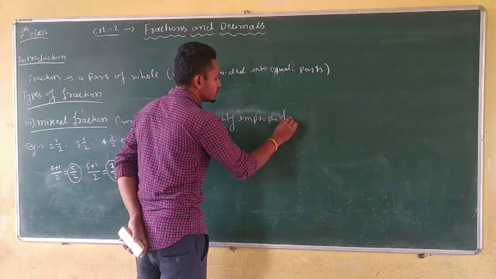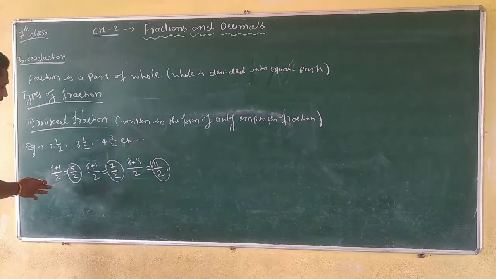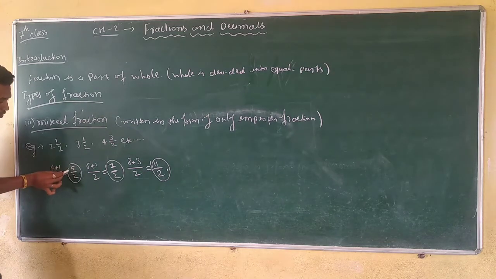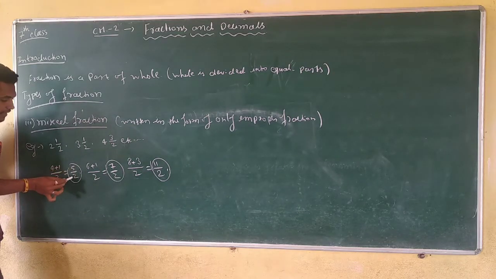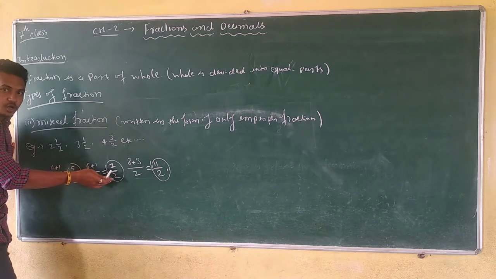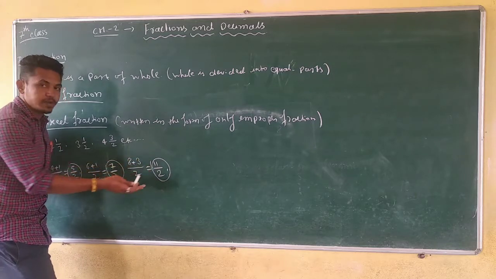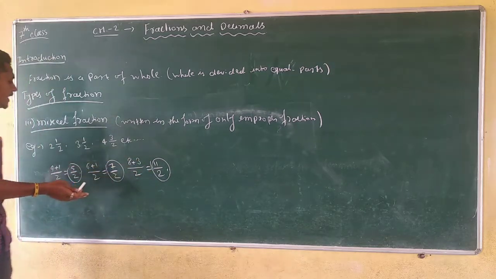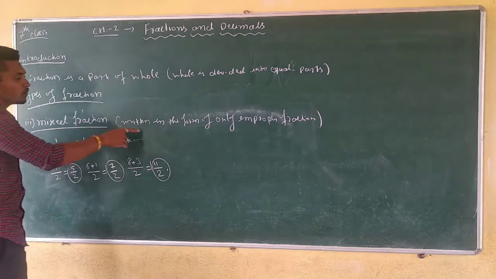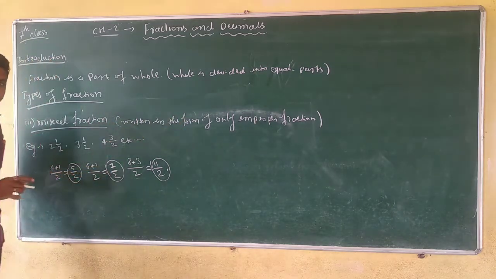See here, these are all improper fractions. The numerator 5 is greater than denominator 2, numerator 7 is greater than denominator 2, and numerator 11 is greater than denominator 2. So that's why mixed fractions are written in the form of only improper fractions.